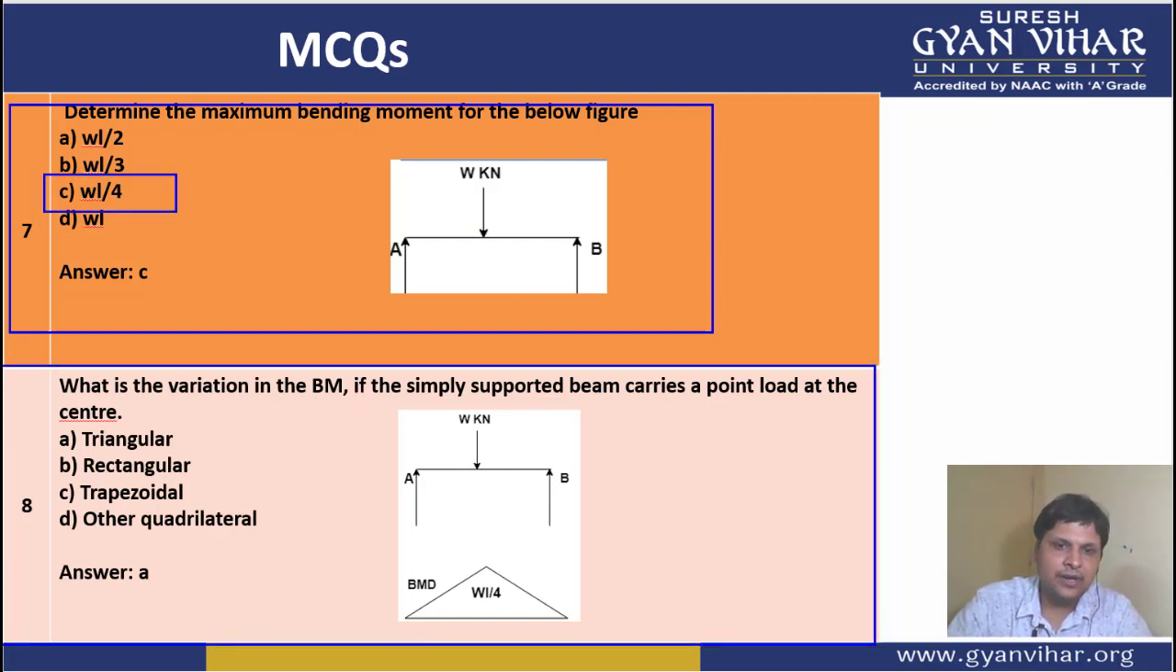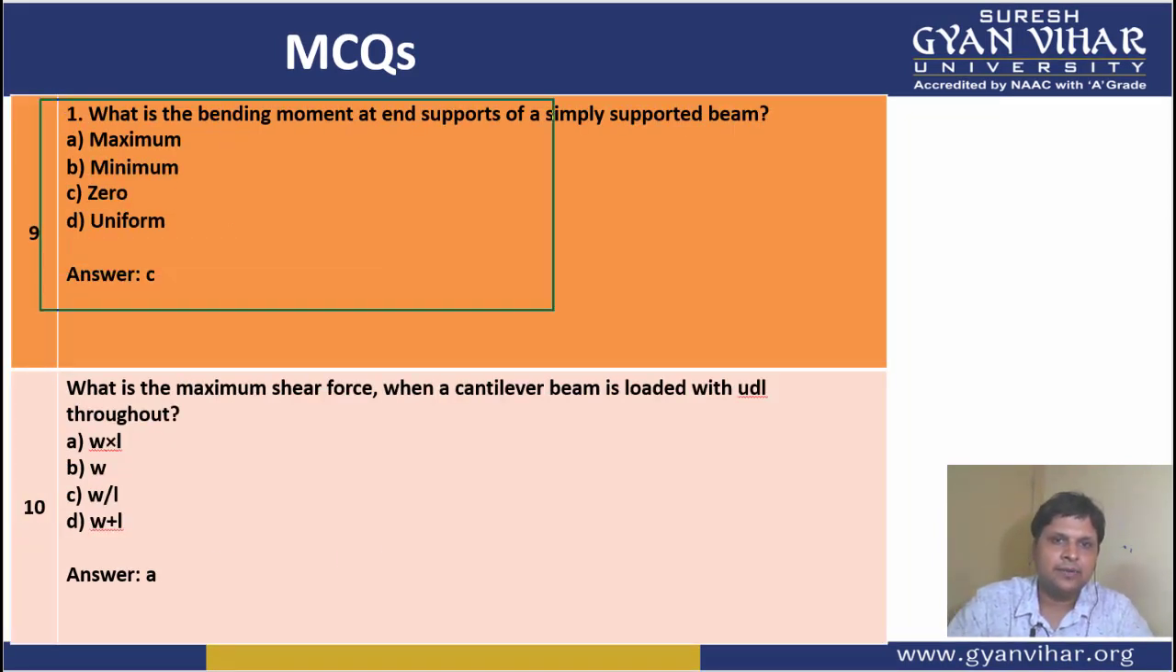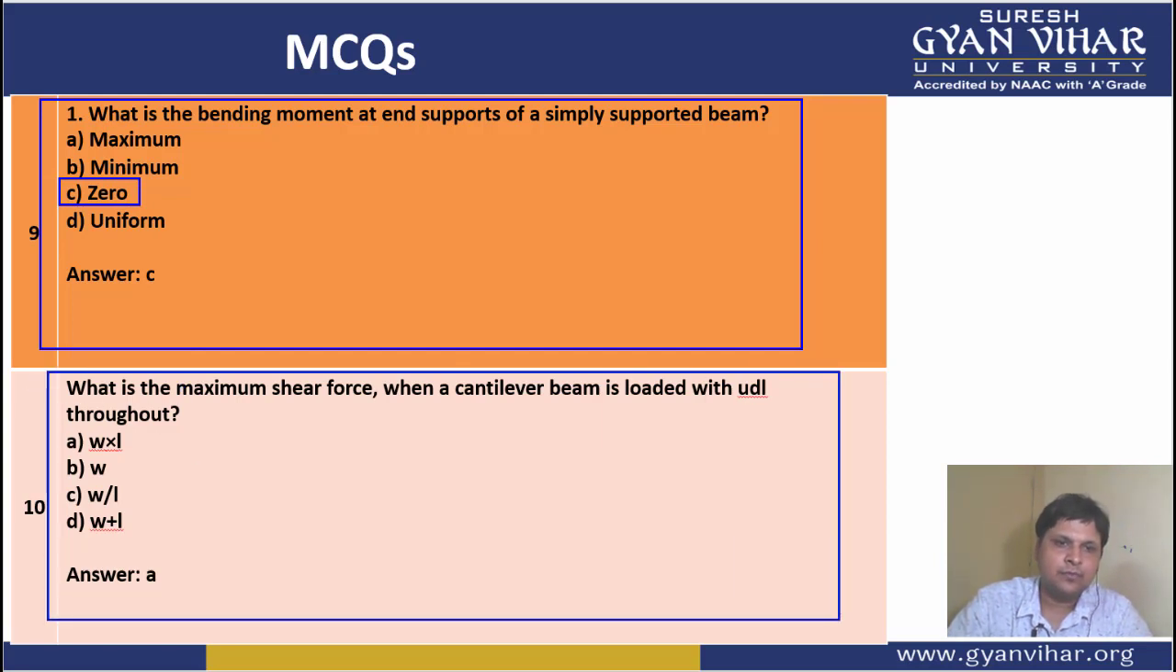Coming into MCQ number 8, what is the variation in bending moment if the simply supported beam carries a point load at center? We all know the diagram will be a triangular one. Option A is the correct option. Coming into MCQ number 9, what is the bending moment at end support of a simply supported beam? At the support, the value of bending moment is equal to 0. Coming into MCQ number 10, what is the maximum shear force when a cantilever is loaded with UDL throughout? The maximum shear force in this case is equal to W into L. A is the answer. So all multiple choice questions I have discussed with you.